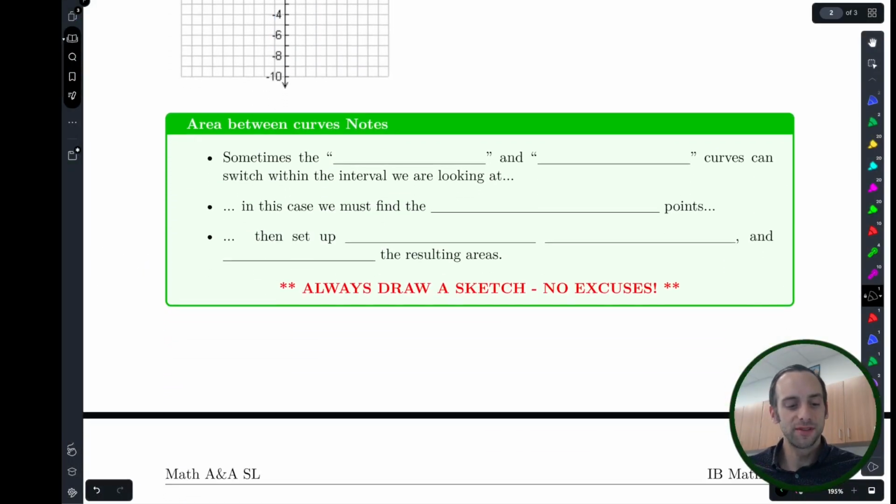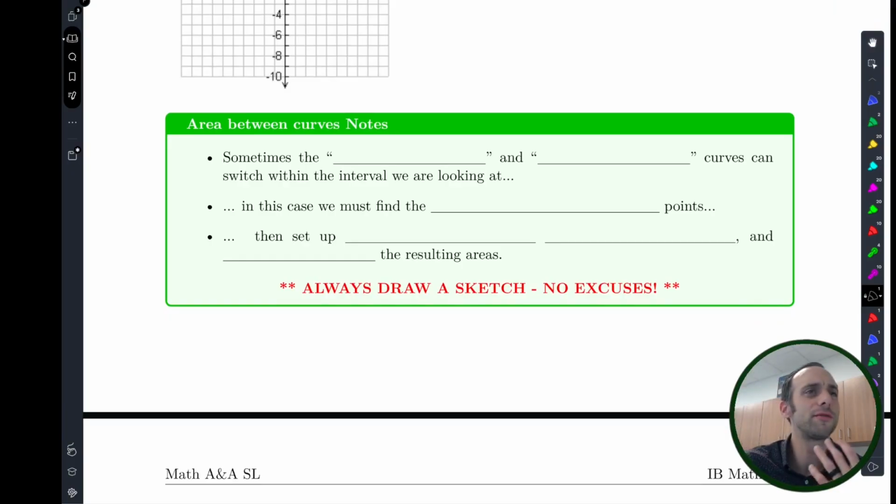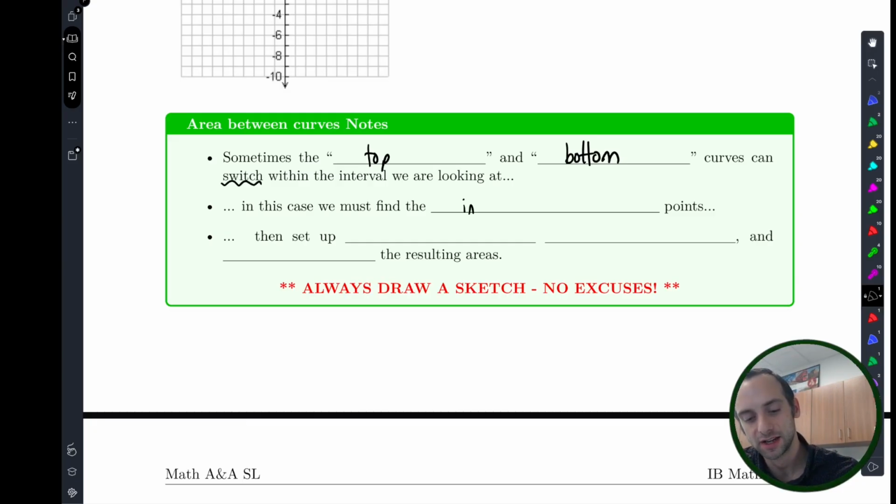So, quick little summary of this area between curves. Okay, there are some more advanced scenarios where this top function, or this top curve and the bottom curve, these guys can actually switch within our region. So you can get an intersection within your region where the two tops and bottoms switch. Okay? If this is the case, we really need to find those intersection points. And then we're going to have to set up multiple definite integrals and add the areas. Okay? So we're going to have to set up definite integrals for each area.